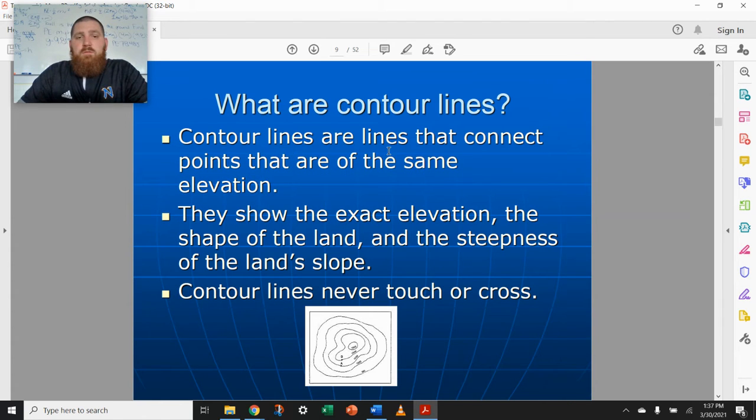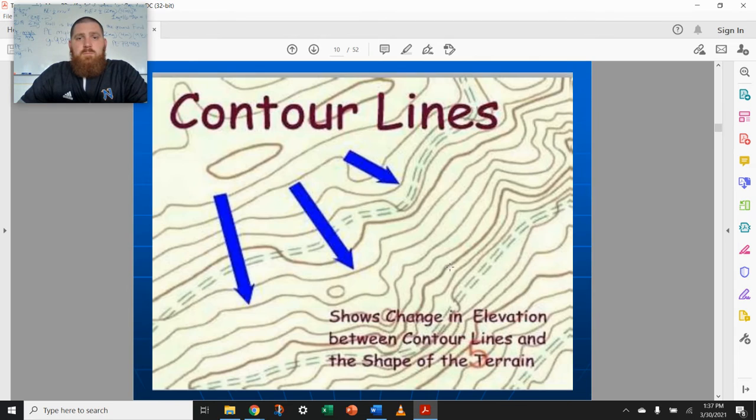Now, contour lines are lines that connect points that are of the same elevation. They show the exact elevation, the shape of the land, and the steepness of the land slope. Contour lines will never touch or cross. All right, so each one of these lines is a contour line, and they show the changes in elevation.